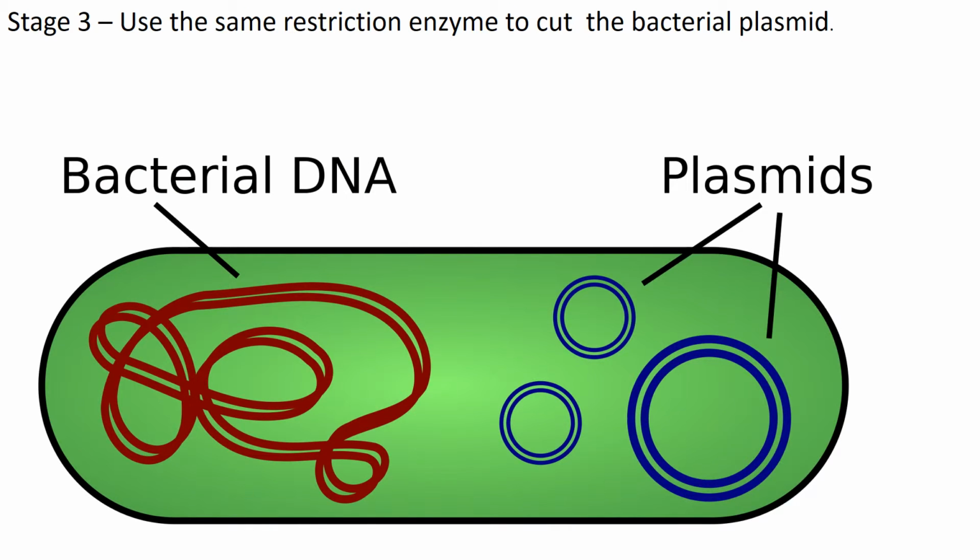We've got a bacterium here, and it's got a bacterial plasmid. This ring of DNA here is a bacterial plasmid, and it's separate from the main chromosomal DNA, and it can replicate independently. So our next step is to use that same EcoR1 restriction enzyme to chop this plasmid open.